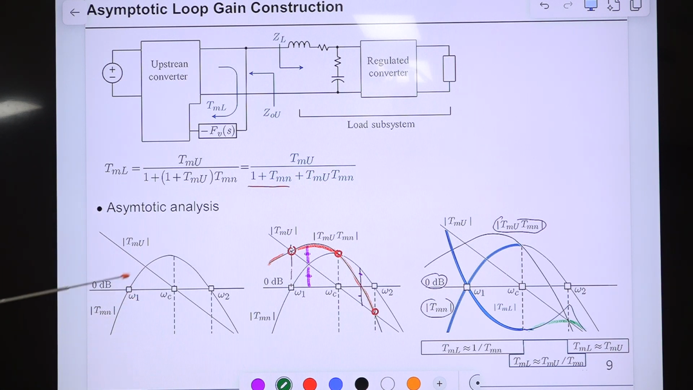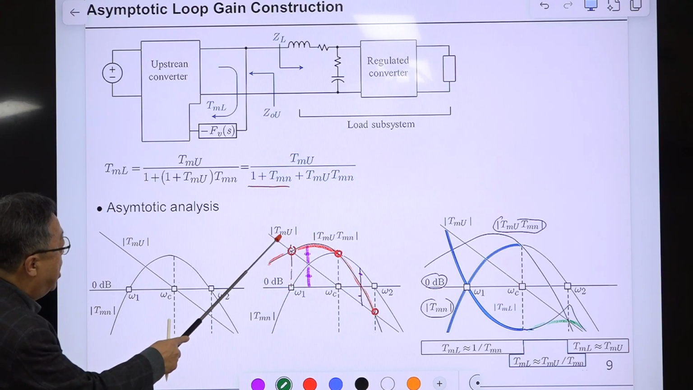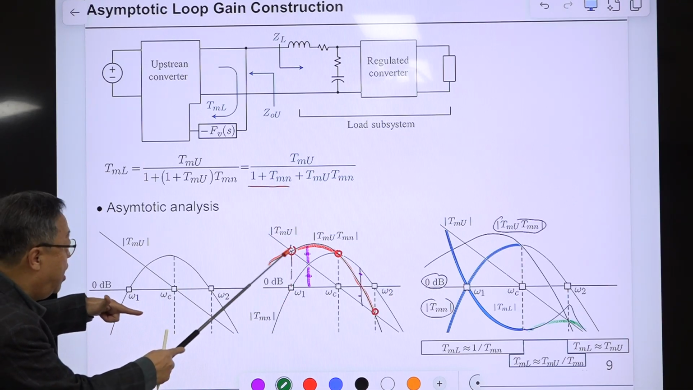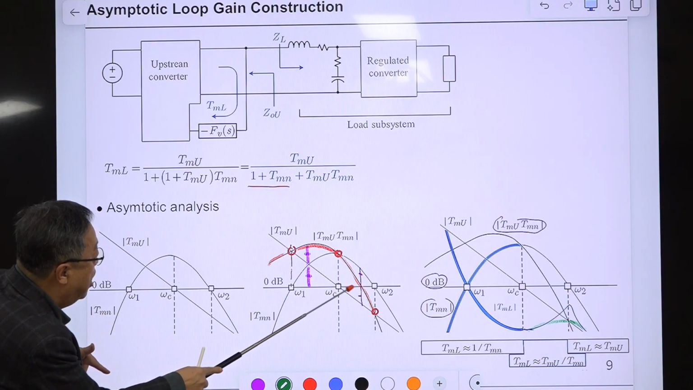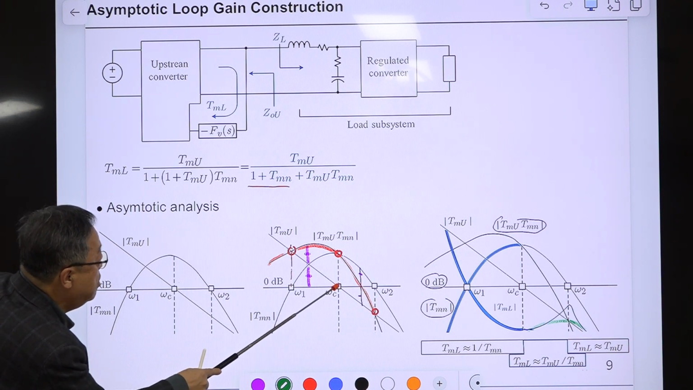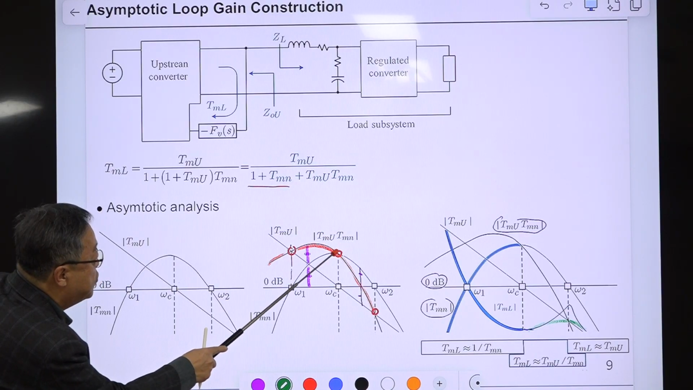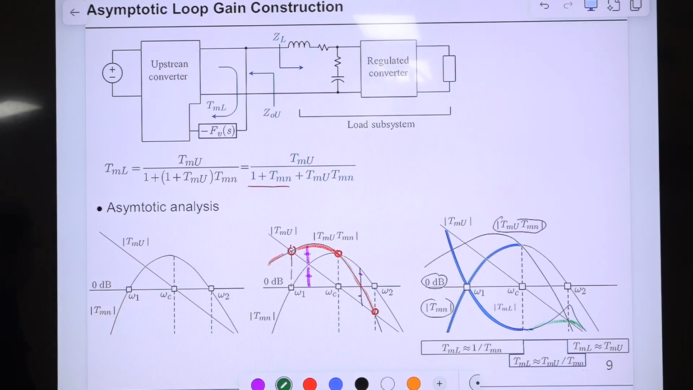First, this is the TMN, okay, TMU, right? And the next one is this one, TMU times TMN. How to construct this? You add line by line. So at this frequency, TMN is 0, so it becomes the same. This is 1, 0 dB is 1 here. Then this point is on this TMU line, and this one is on the TMU line, okay? And at this point, this is 0, then this is a TMN line. So 3 points are automatically determined, okay?